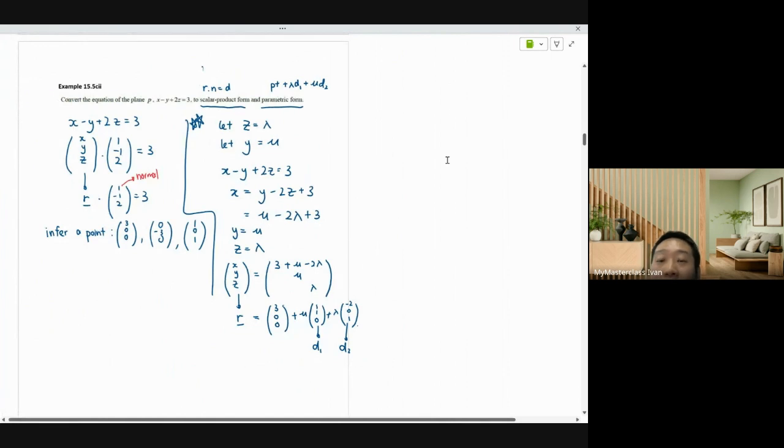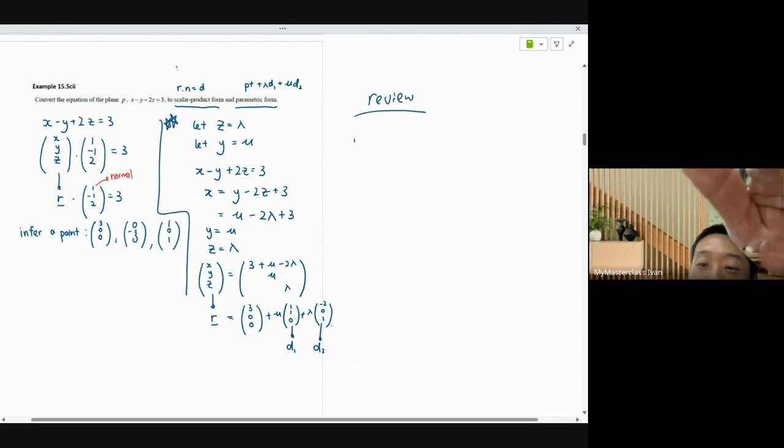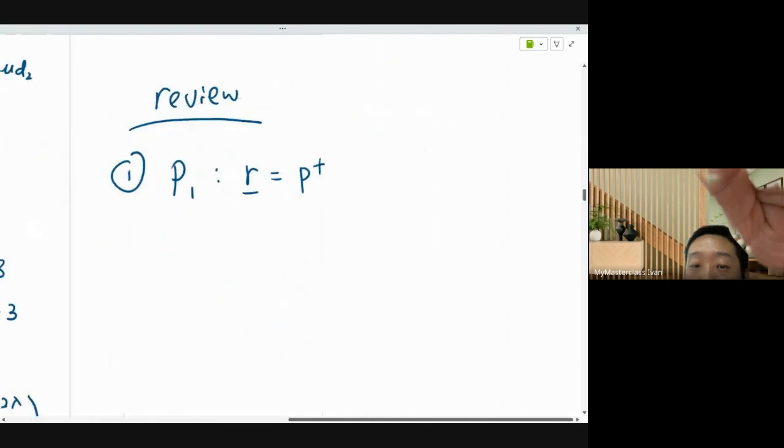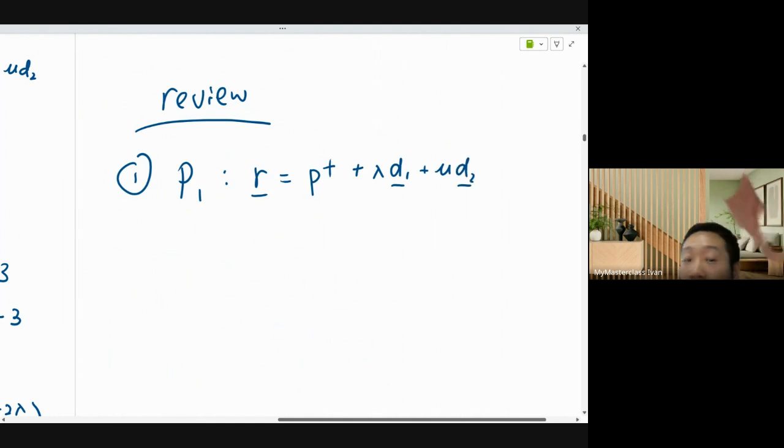So how many forms of a plane do you know? Let's revise. The first kind, how we write the plane, P such that R equals, no need to write, just refresh with me, a point plus lambda D1 plus mu D2. This is called the vector equation form. The second form would be R dot n.